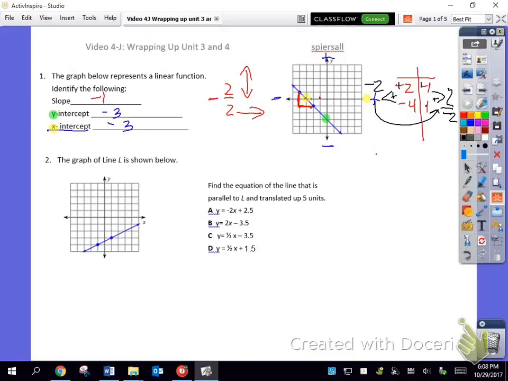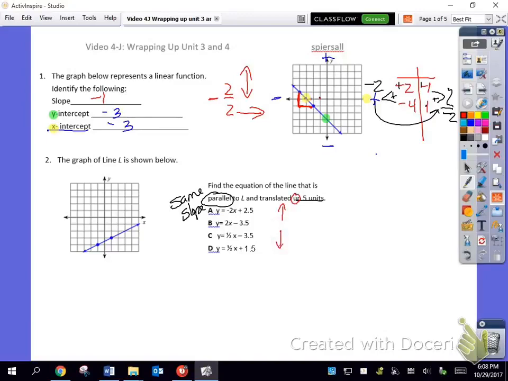The graph of the line L is shown below. Find the equation of the line that is parallel. Now parallel means it will have the same slope and is translated 5 units up. Now, I like the translated. Translated means you're either going to go up or down.